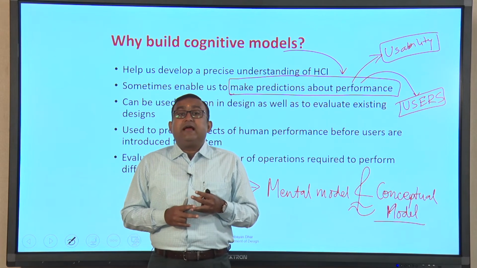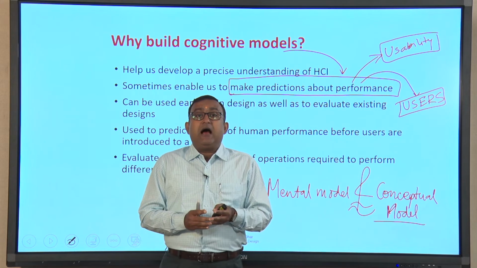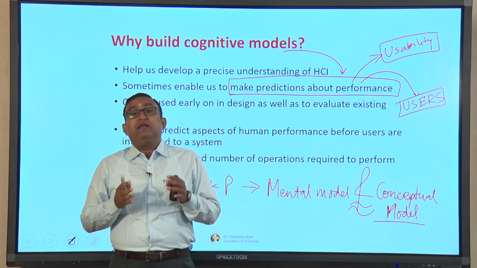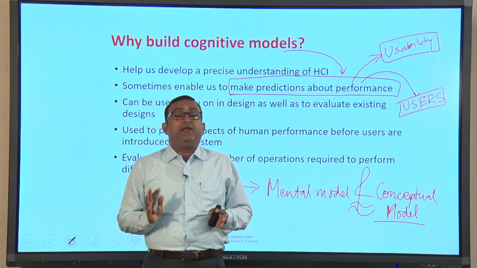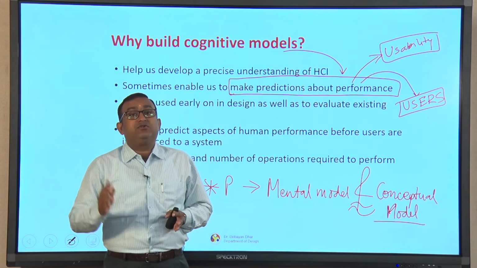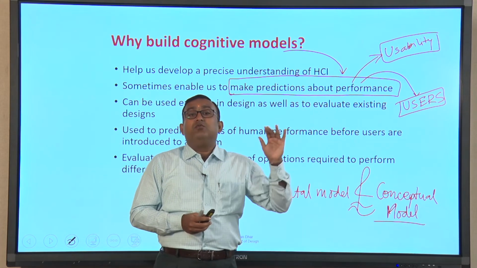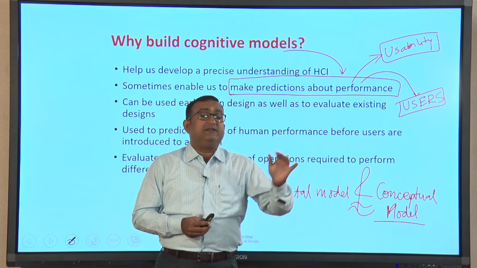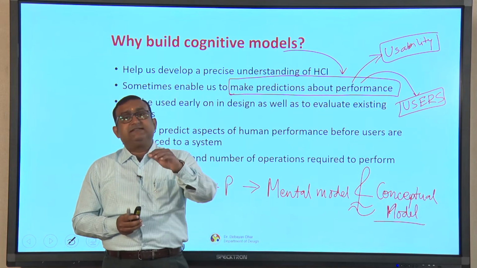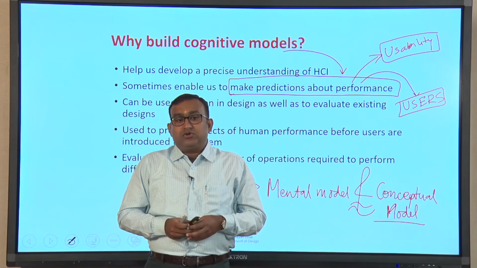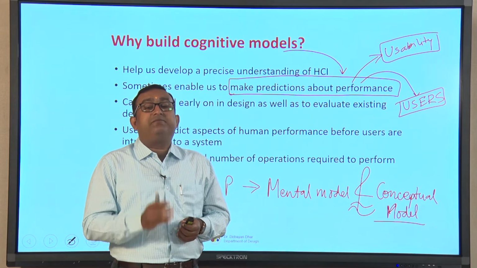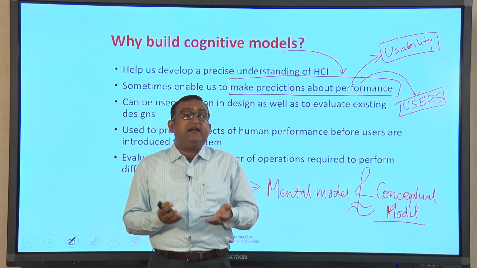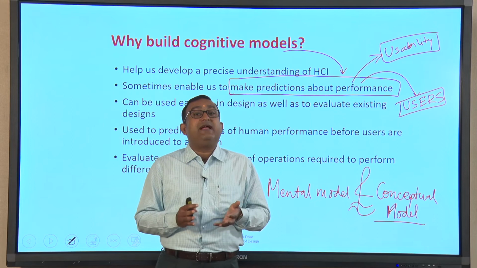And this would help us greatly in minimizing our effort to go for user testing, because beforehand we will know that with this design our user is going to take a longer time or a longer effort to complete the task, while this design would provide us with a much more comprehensive and quickest possible way to accomplish the task. This is just an example that I have been discussing. So, therefore, it enables us to make predictions about performance. Third, it can be used early on in design as well as to evaluate existing designs.